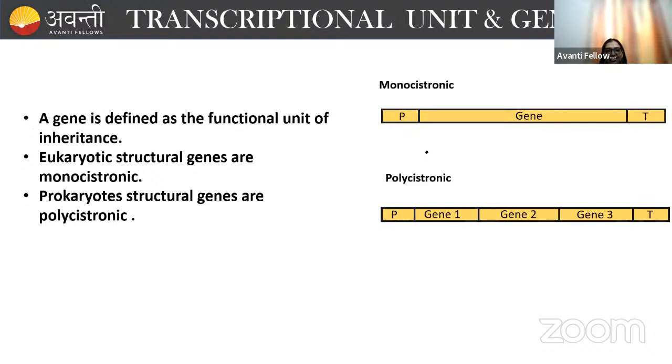Now we know that the gene is a functional unit of inheritance, right? There's a term called cistron. Cistron is a segment of DNA which codes for a functional protein, or which codes for a polypeptide.